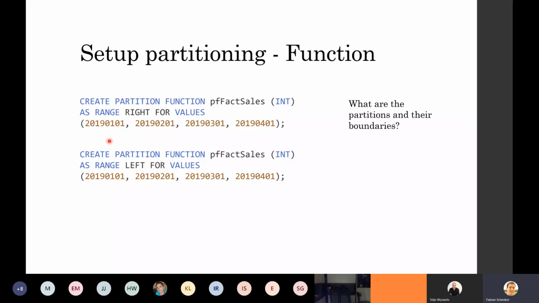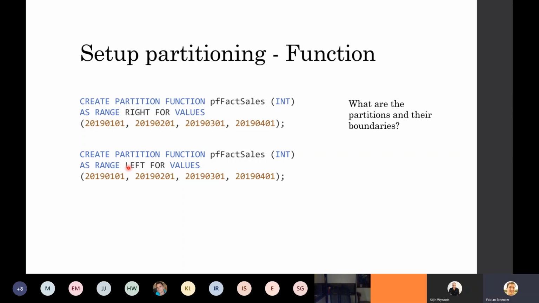We can do this using a range right or a range left. Everyone knows the difference between range right and range left? I see Tom thinking, okay, I did it a month ago, so what's the difference? It defines to which partition the actual boundary belongs to. And that's a very, very important point, because by default, range left is specified.